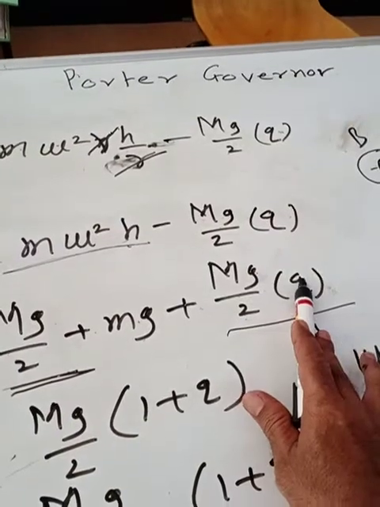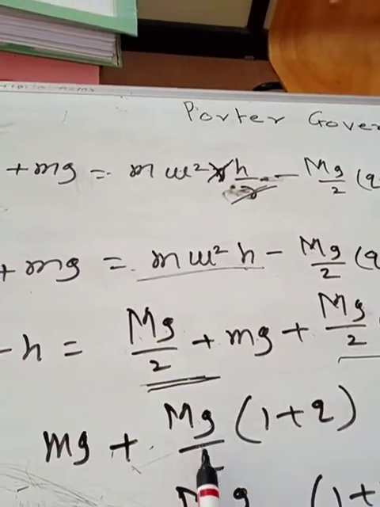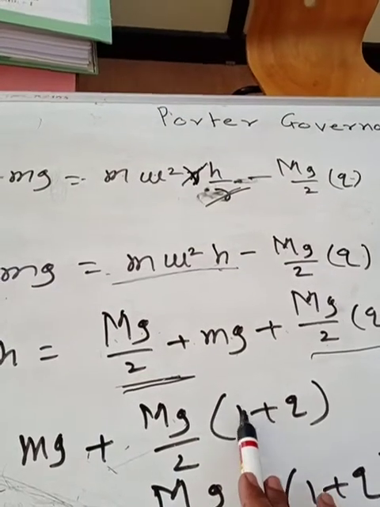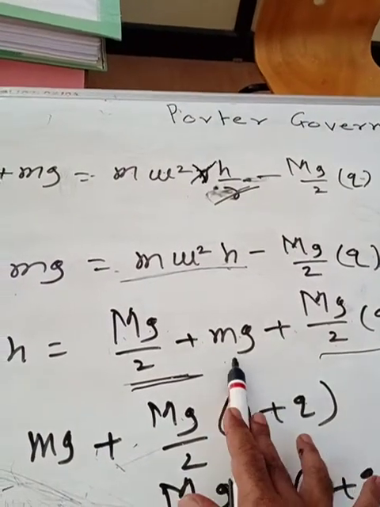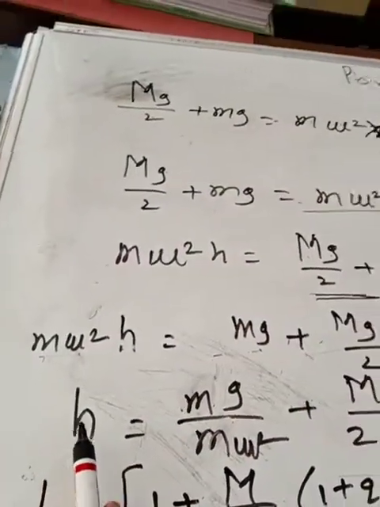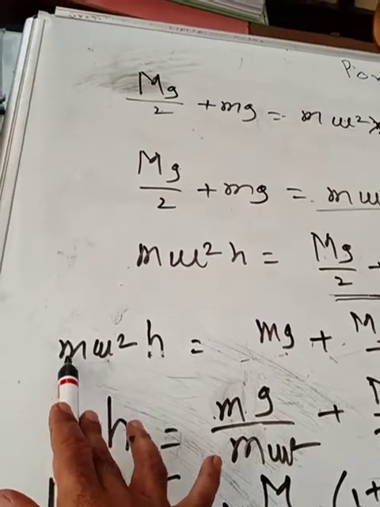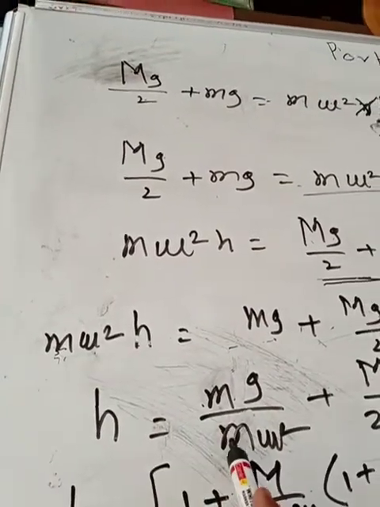That will be the only q. So we are going to take this capital Mg divided by 2 common, in bracket it will be 1 plus q. This mg will be as it is here, small mg. So this equation now we are going to rewrite in form of h, so that this m omega square we are going to take to the other side.